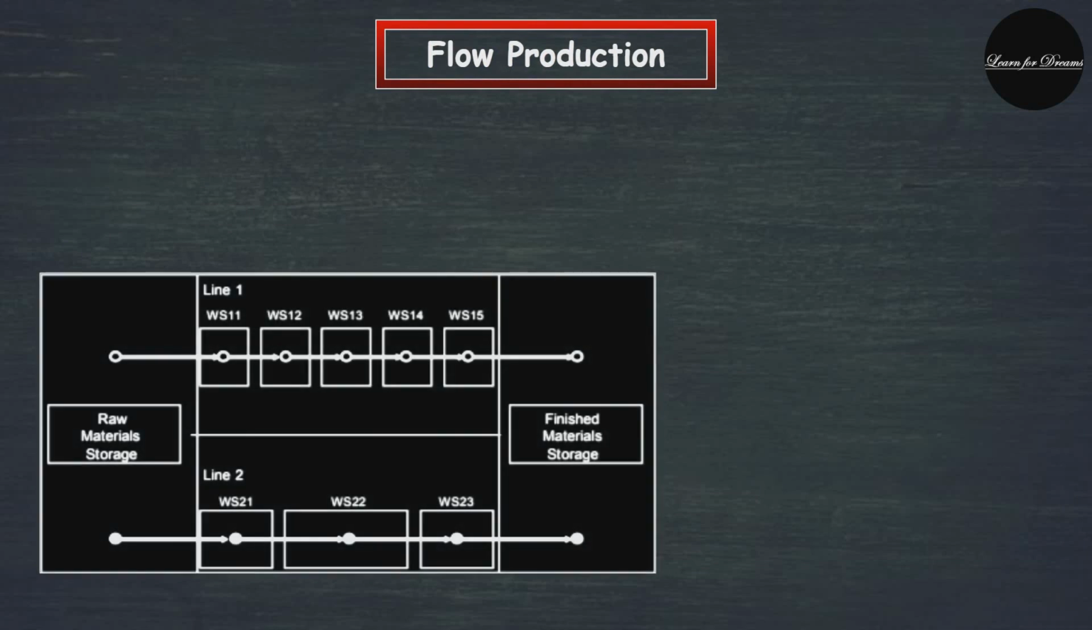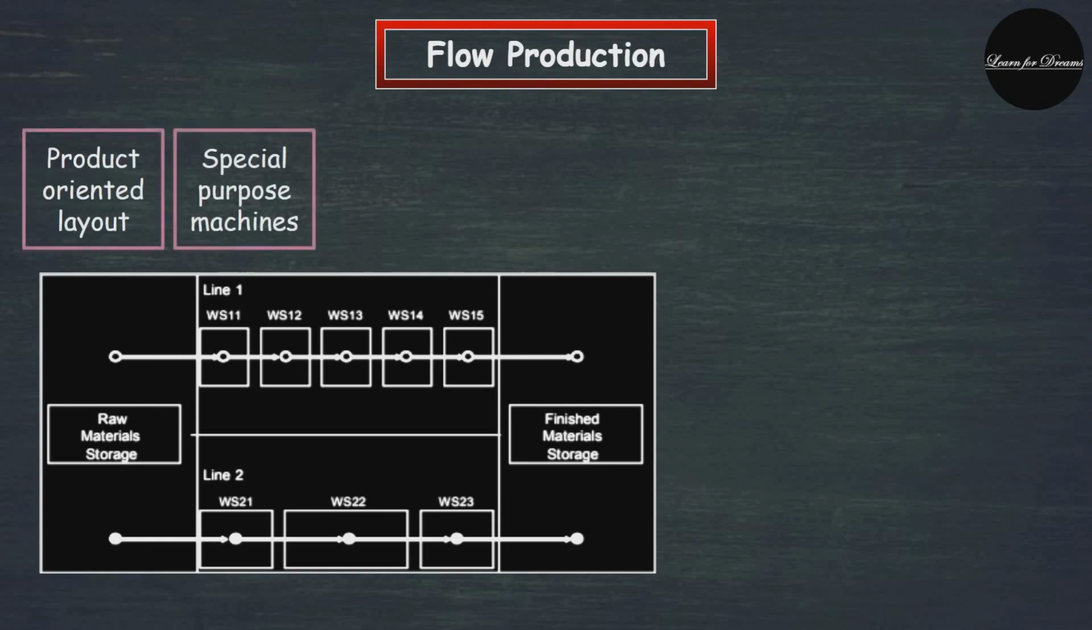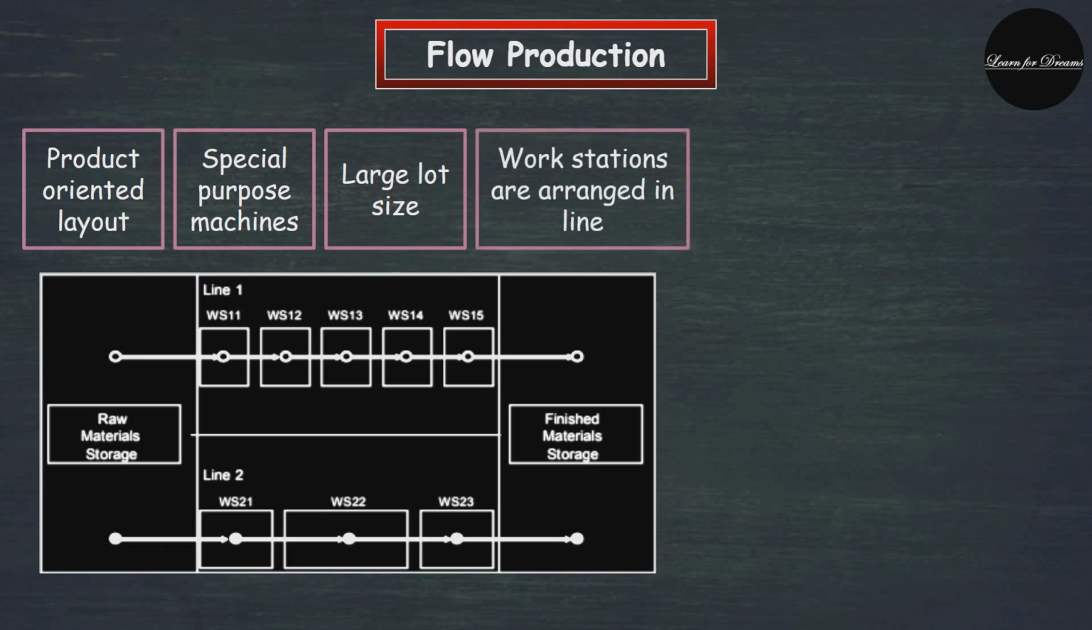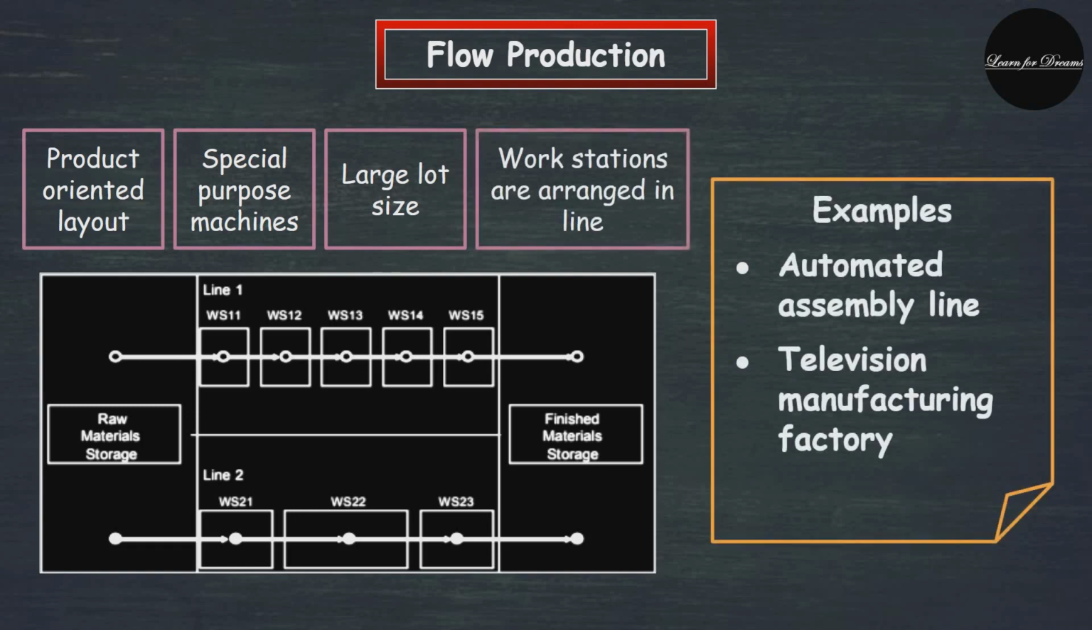Now let's see flow production. Diagram shows the functional layout for a flow production type of manufacturing system. Highlights are, it is product oriented layout, special purpose machines are required, lot size is larger, workstations are arranged in line. Now the examples, automated assembly lines and television manufacturing factory.